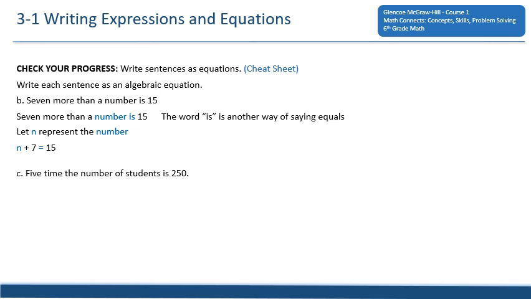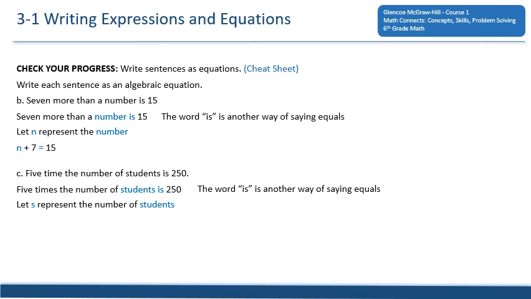5 times the number of students is 250. Let S represent the number of students. So 5 times the number of students, or 5S, equals 250.